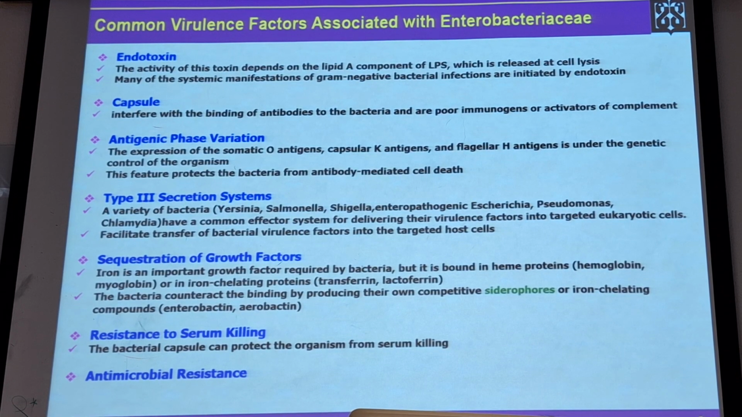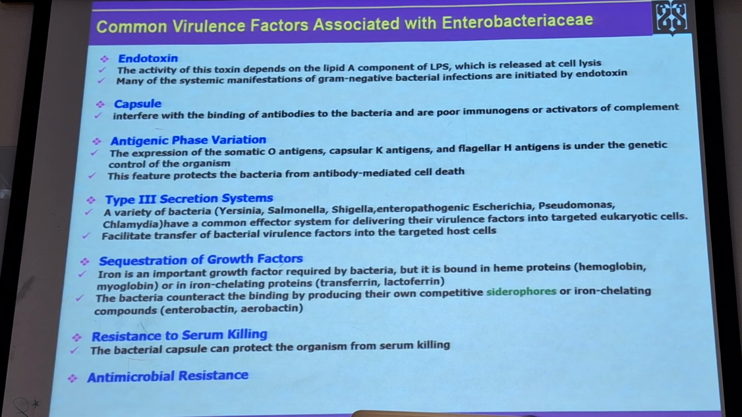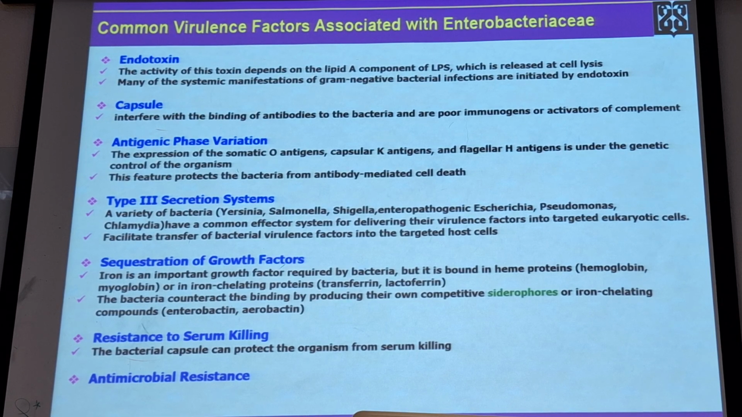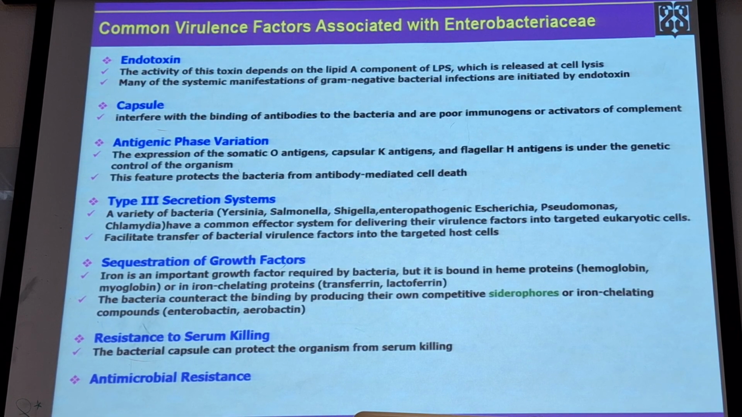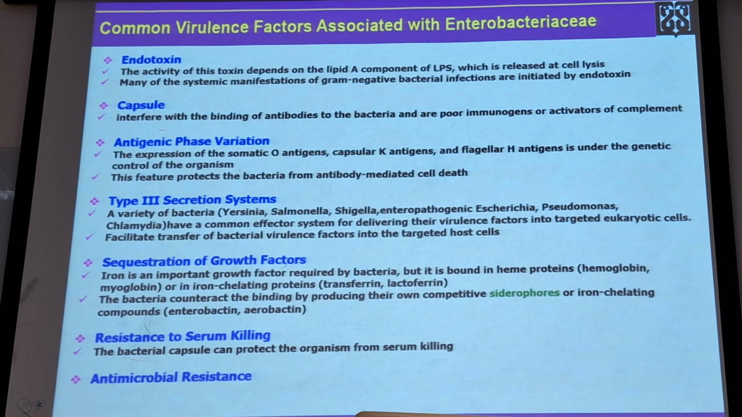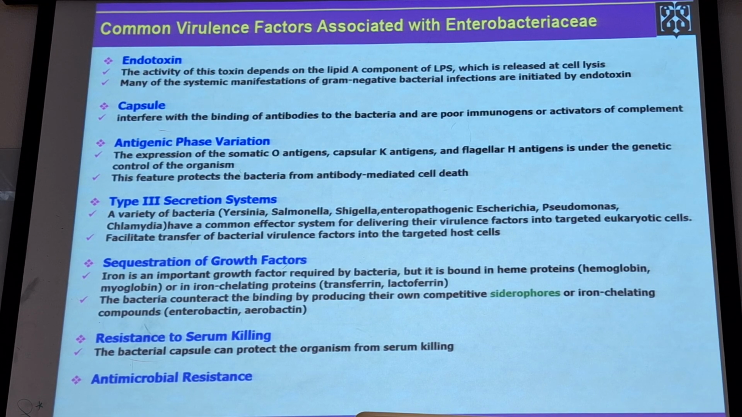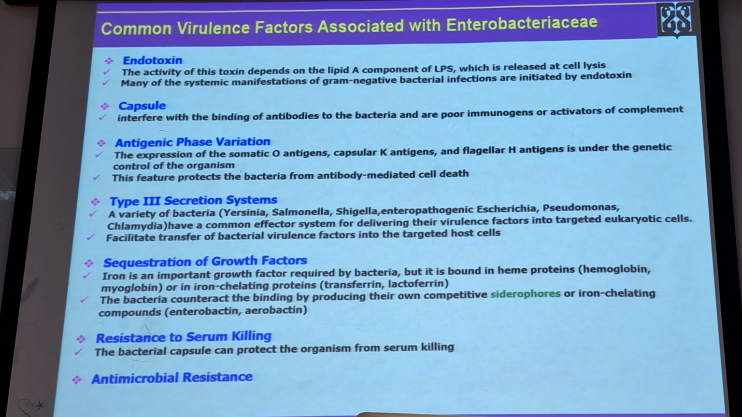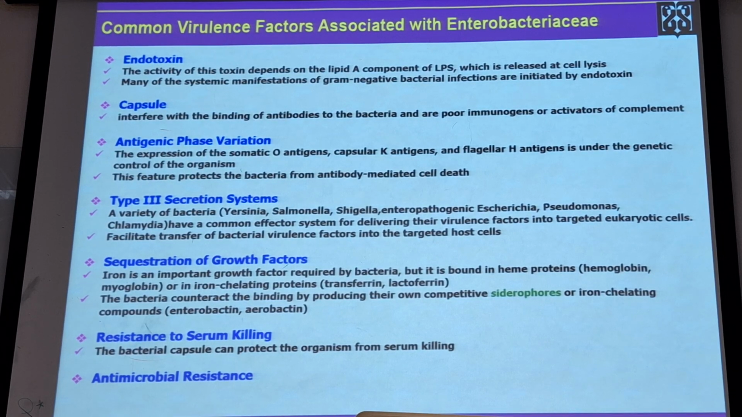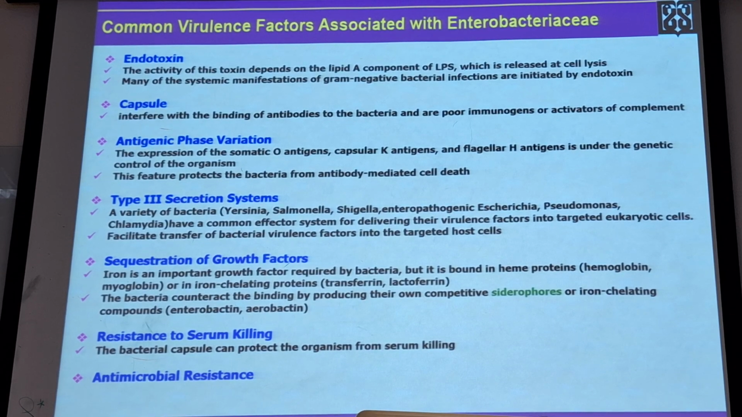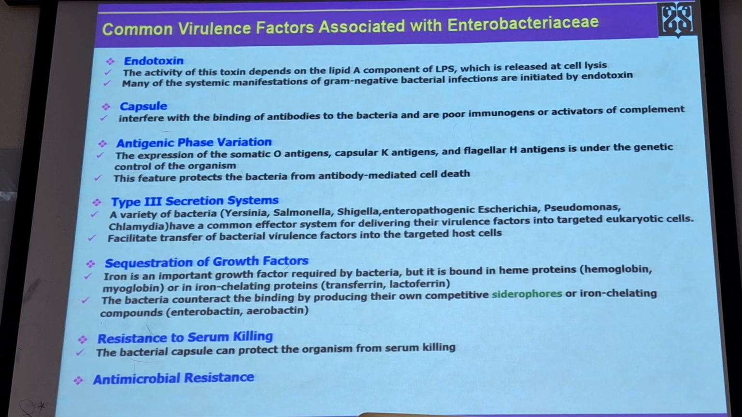Type 3 secretion system. Some bacteria, such as Salmonella, Shigella, Yersinia, and Chlamydia, have a common effector system for delivering virulence factors into the targeted eukaryotic cell, such as a human cell. This system facilitates and accelerates the transfer of virulence factors into the host cell.